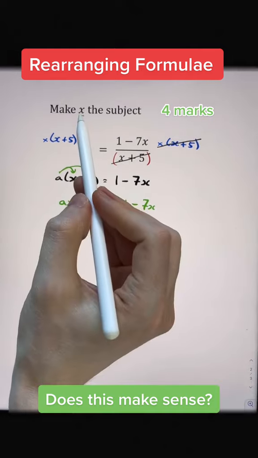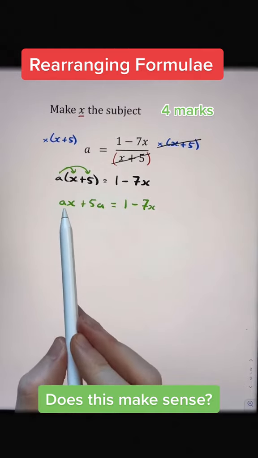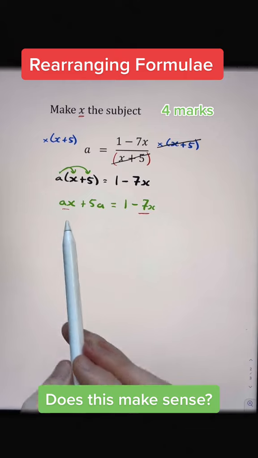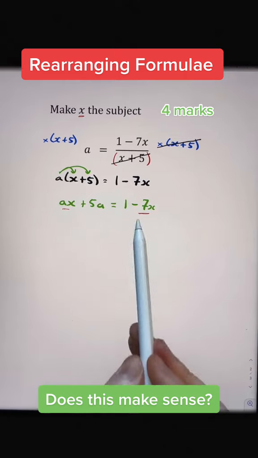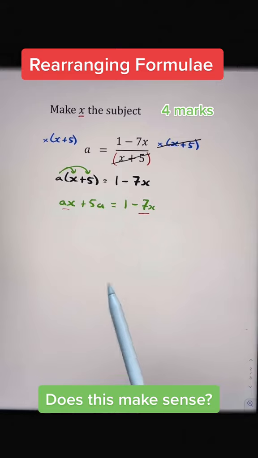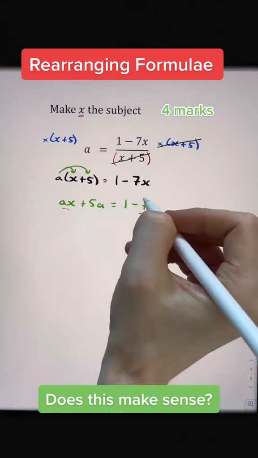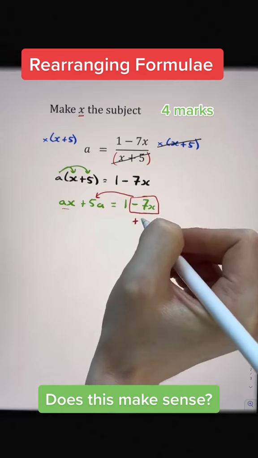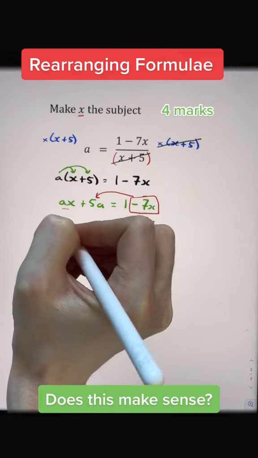As I want to make x the subject, I want all the terms that have x to be on one side, and all the terms that do not have the letter x to be on the other side. As I've got positive ax on the left-hand side, and I've got negative 7x on the right-hand side, it makes more sense to bring the negative 7x across to the left by doing the opposite. The opposite of minus 7x will be to add 7x to both sides.